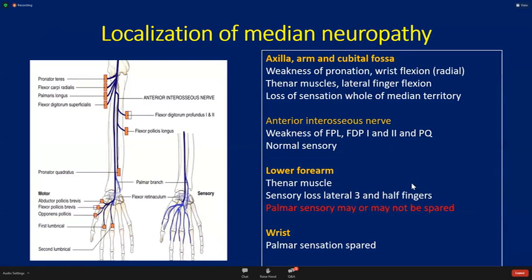When it is the anterior interosseous nerve, there is weakness of the finger flexors as well as the pronator quadratus, but the sensory will be normal. In the lower forearm, depending upon the exact site, you may or may not have sparing of the palmar sensory, but the thenar muscles alone would be the weak muscles. And in the wrist, palmar sensation is spared.